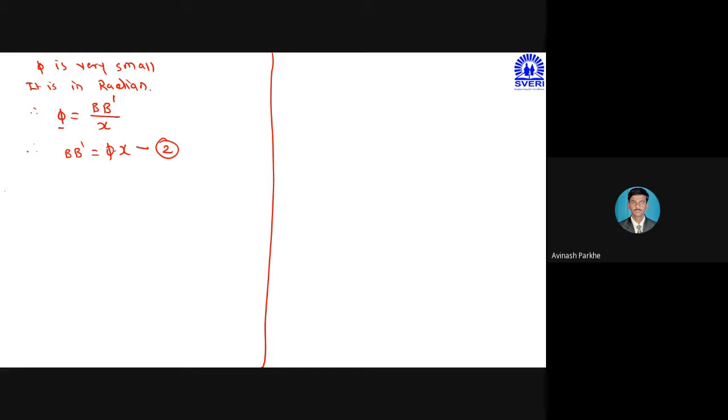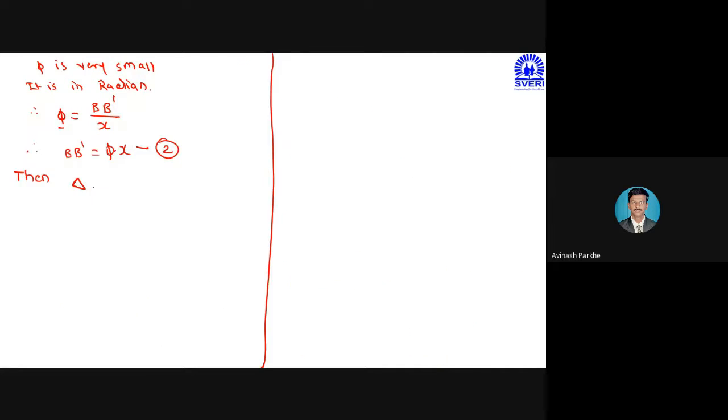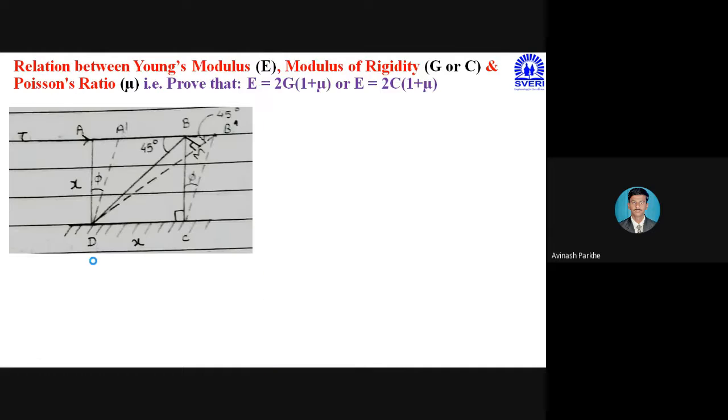Now then, in the figure, triangle BMB dash. So in the triangle BMB dash, where is that particular triangle in the figure?